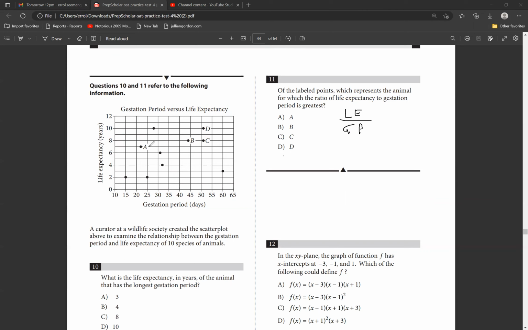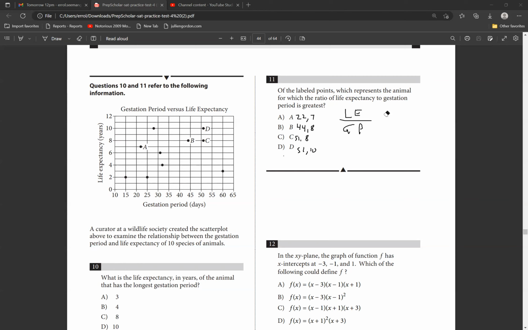Okay, so A, where's A? A is right here. What's this X value? A is about 22, comma 7. B is 44.8. We're just going to divide them after, see which one's the biggest number. C is about 51.8. D is 51.10. All right, so let's see here.